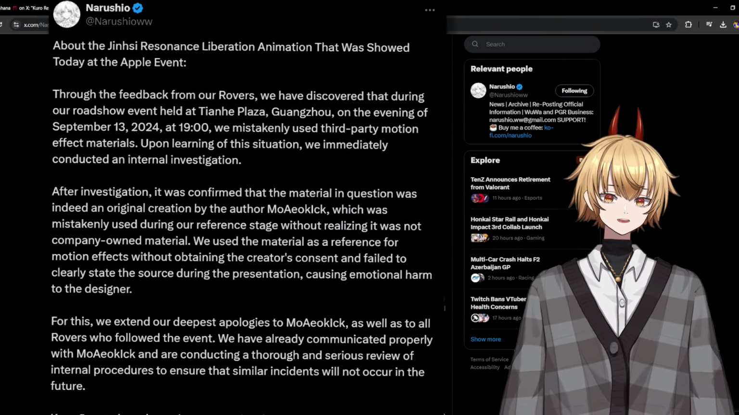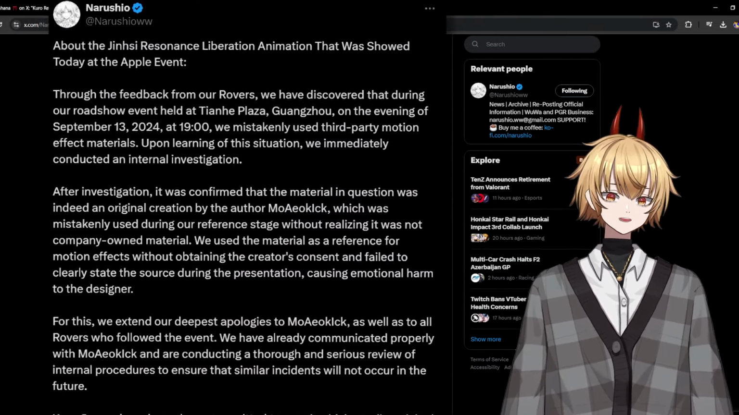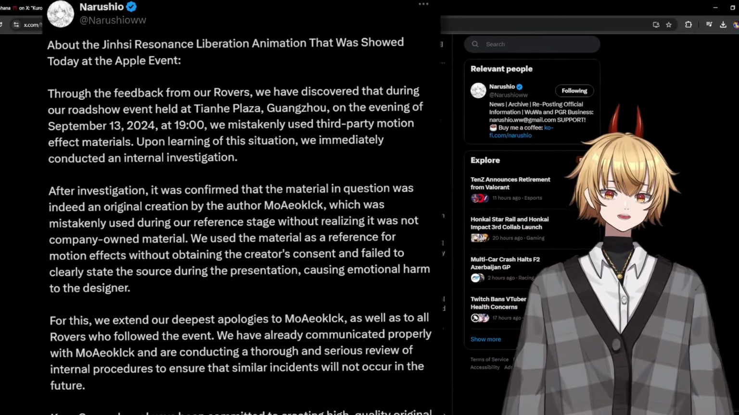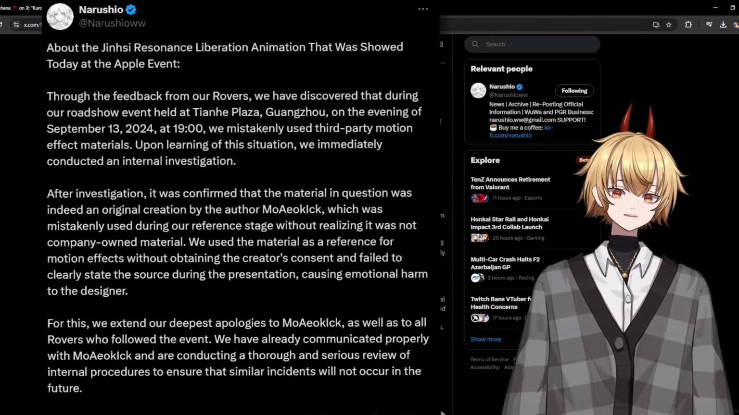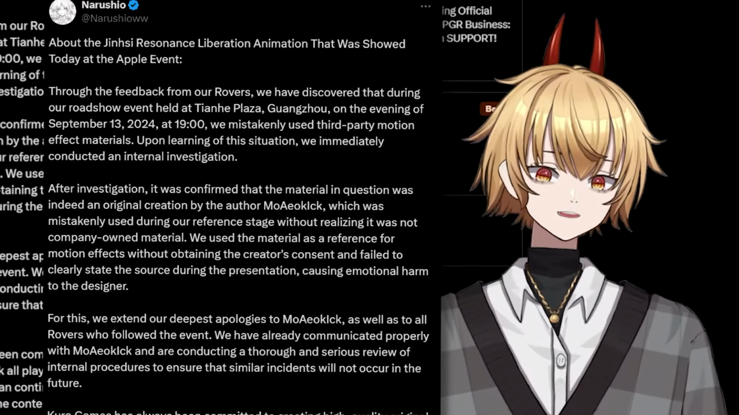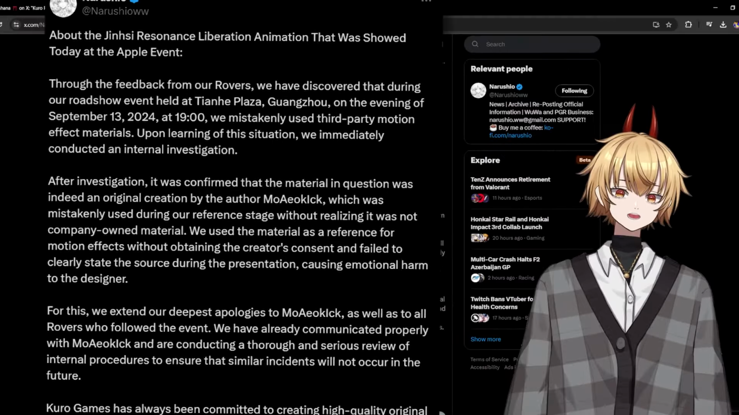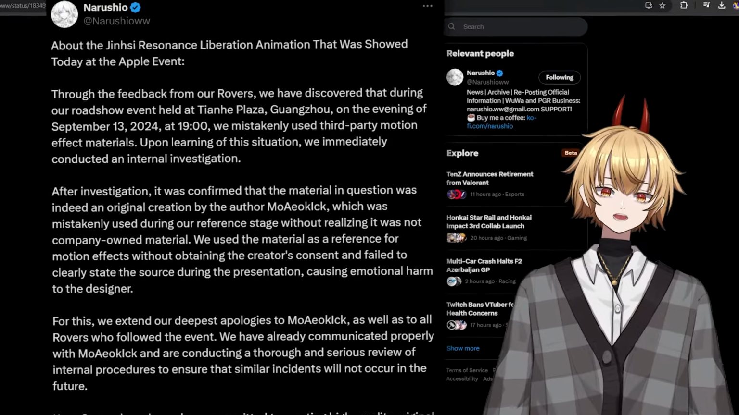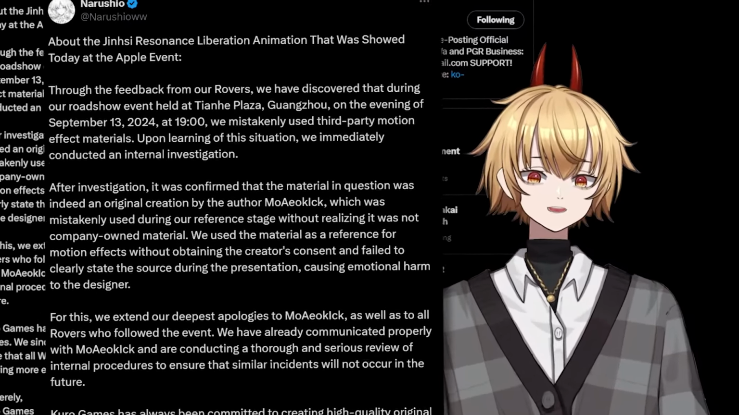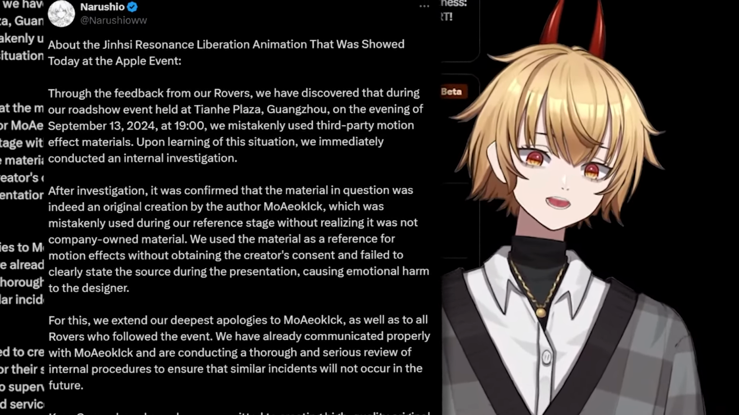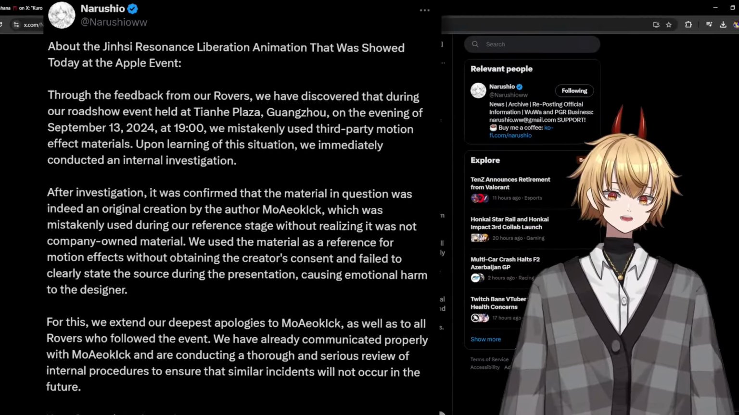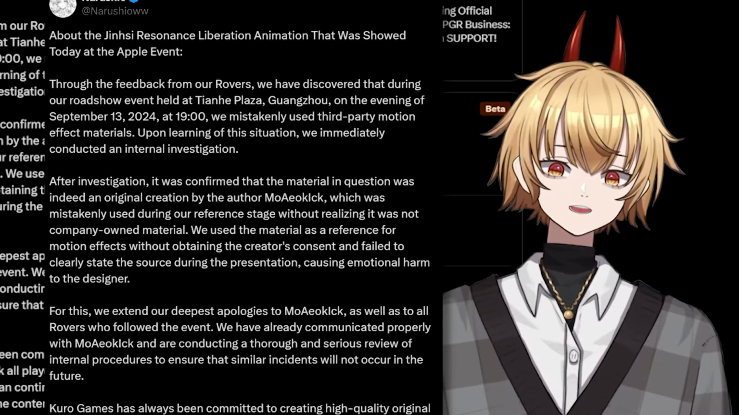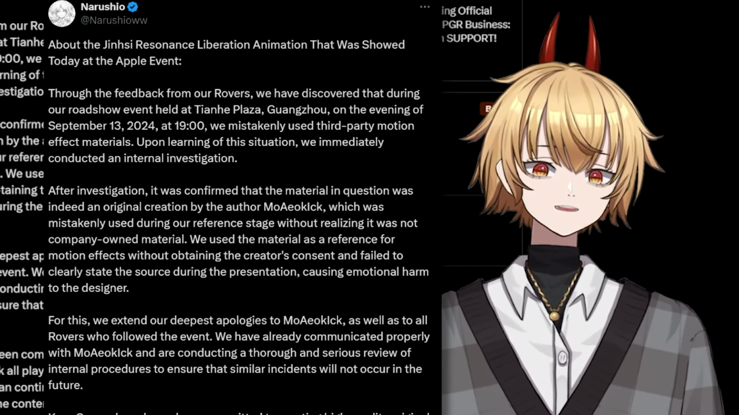And they said, through the feedback from our rovers, we've discovered that during our roadshow event held in Tianhe Plaza in Guangzhou on the evening of September 13th, 2024 at 7 o'clock, we mistakenly used third-party motion effects material. Upon learning of the situation, we immediately conducted an internal investigation. After the investigation, it was confirmed that the material in question was indeed an original creation by the author Mo Aokik. I don't know if I said that right. They said it was mistakenly used during our reference stage without realizing it was not company-owned material. We used the material as a reference for a motion effect without obtaining the creator's consent and failed to clearly state the source during the presentation, causing emotional harm to the designer.